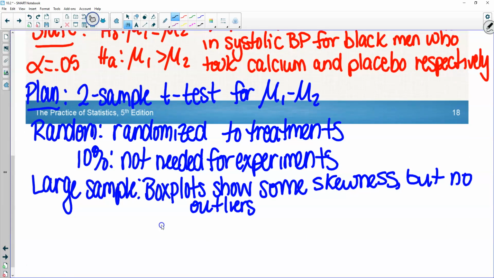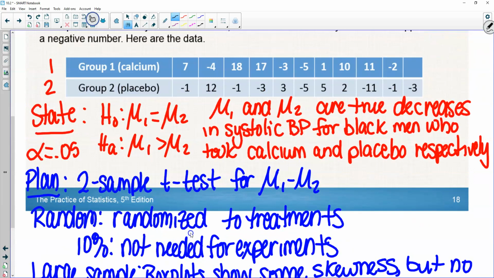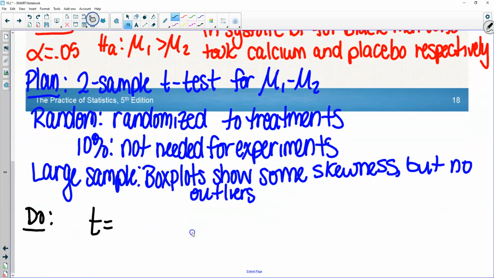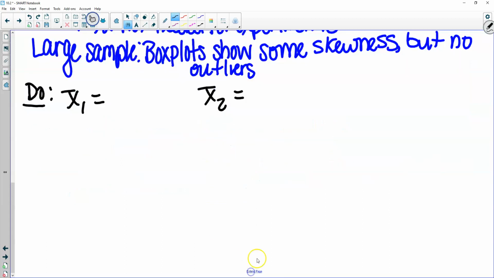Okay, so now we're going to the do step, which is the t-test statistic. So we're going to do the x bar 1 minus x bar 2. I don't have a lot of that written down, so before I actually calculate it, why don't we write these things down, all of the things that we're going to need, and then have our calculator help us out with those.